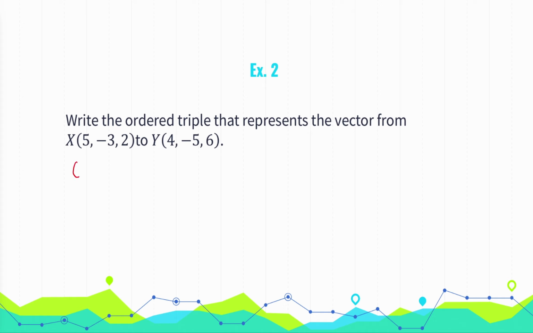So the x is going to be 4 minus 5. The y is going to be -5 minus -3. And the z is going to be 6 minus 2, which is going to give us the vector. Technically, these should be brackets. It's going to give us the vector <-1, -2, 4>. Subtract the x-coordinates, subtract the y-coordinates, subtract the z-coordinates, and that'll give us the vector from point X to point Y.